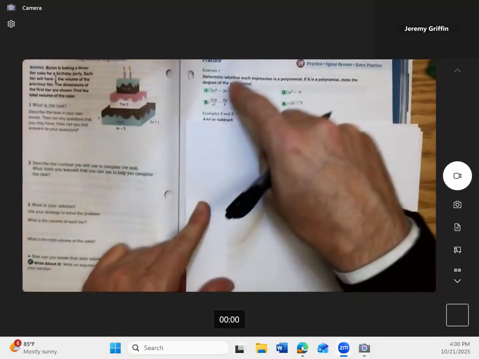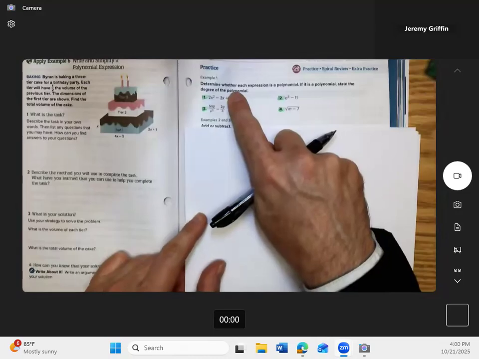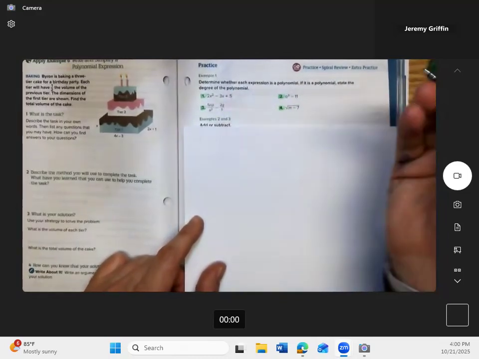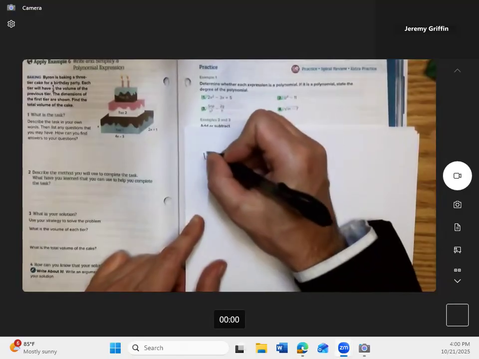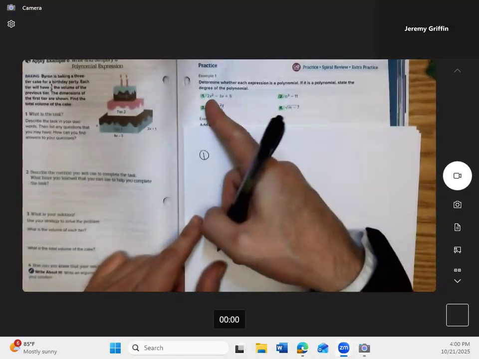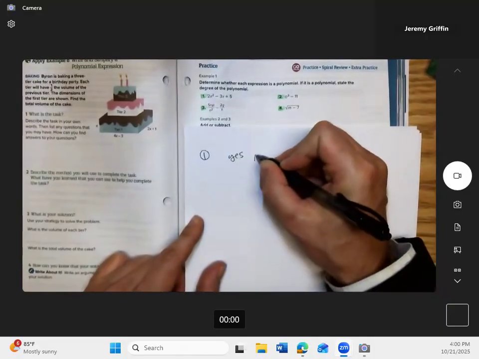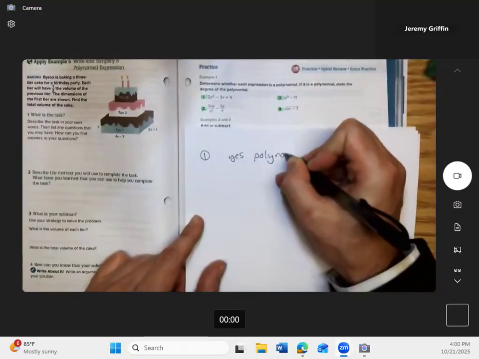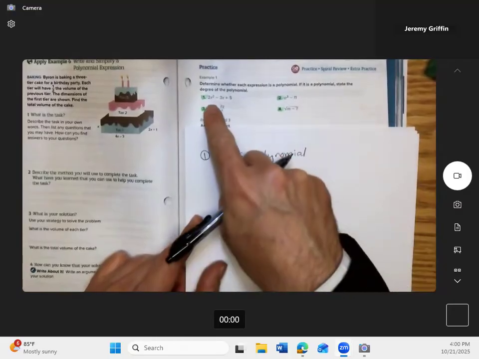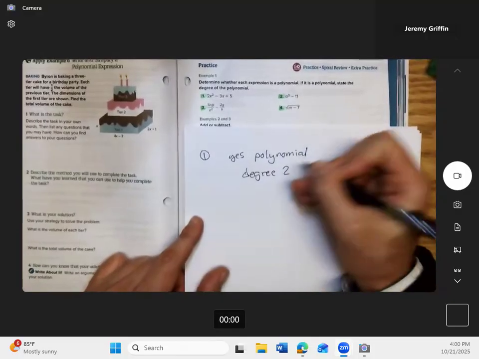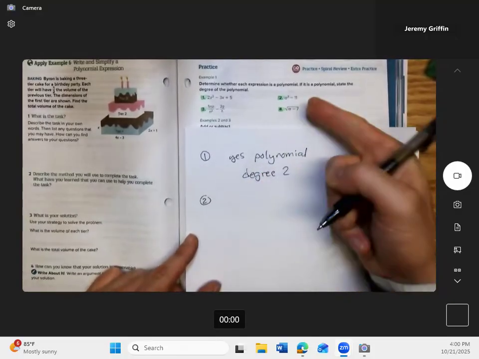So the first section says determine whether each expression is a polynomial. If it is, take the degree. So here, let's do the first four. The first one is a polynomial, so yes, polynomial. And the highest power on x is 2. So the degree is 2.